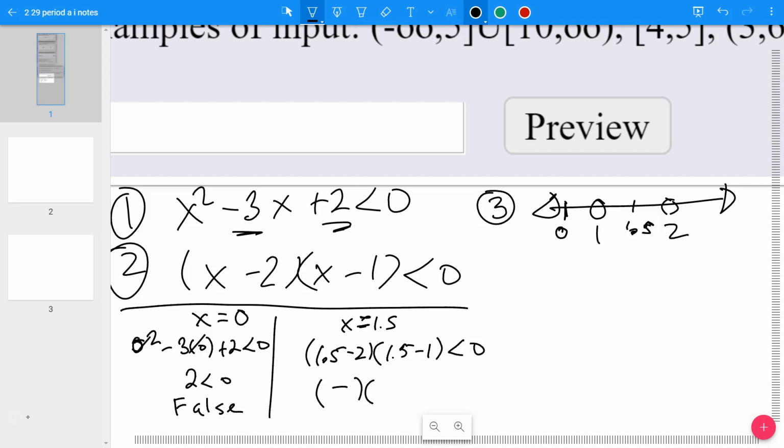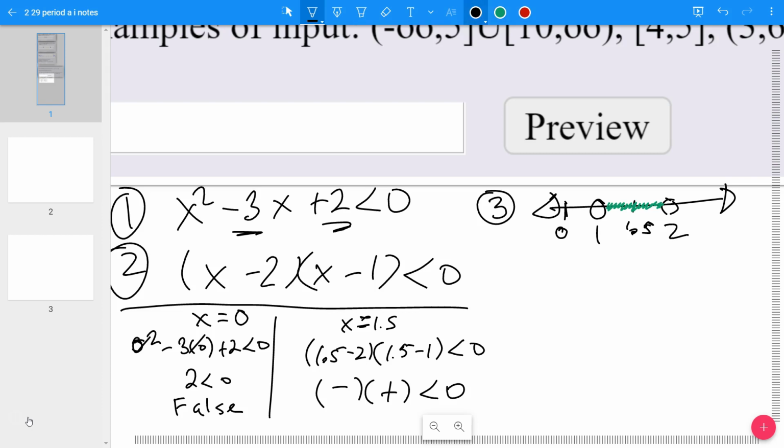1.5 minus 1, well, what is that? That's a positive number. Well, think about it. A negative multiplied by a positive is negative. So that would be less than 0. This tells you the following, that all the values from 1 to 2, use only one sample value, but that means it's true for all the values between 1 and 2. I'm shading there between 1 and 2. All the values make the inequality true.